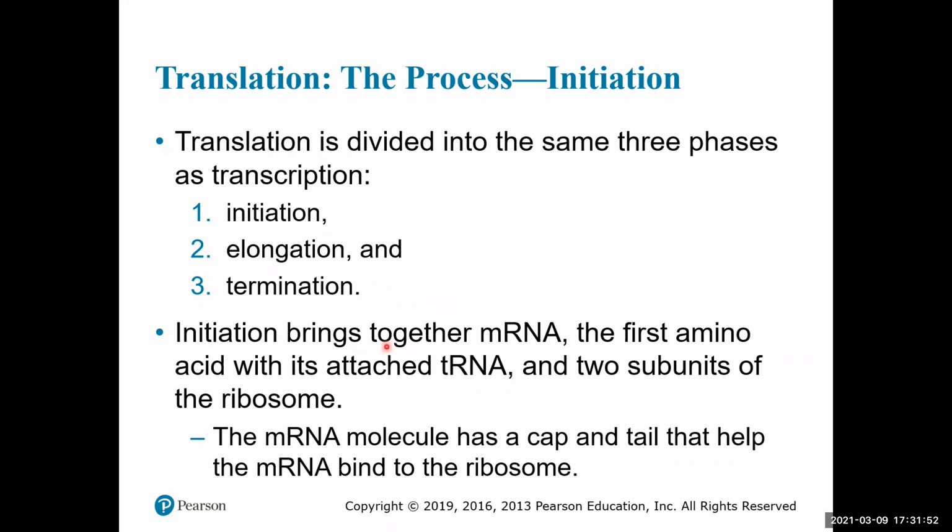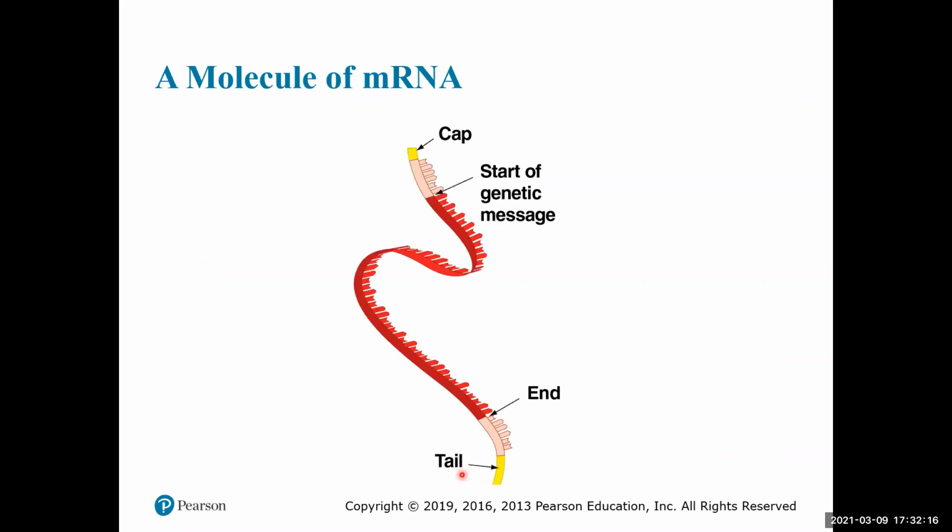So initiation brings together the mRNA, the first amino acid that's attached to the tRNA, and your two subunits, the large subunit and the small subunit. Okay. The mRNA has the cap and tail. Remember, it was modified with that cap and tail that help it bind to the ribosome. So that cap and tail is very important for binding to that ribosome. So here's an example. You have the cap, the starting genetic message right here, the end, then you have the tail. Okay, so that's binding to that ribosomal subunit.